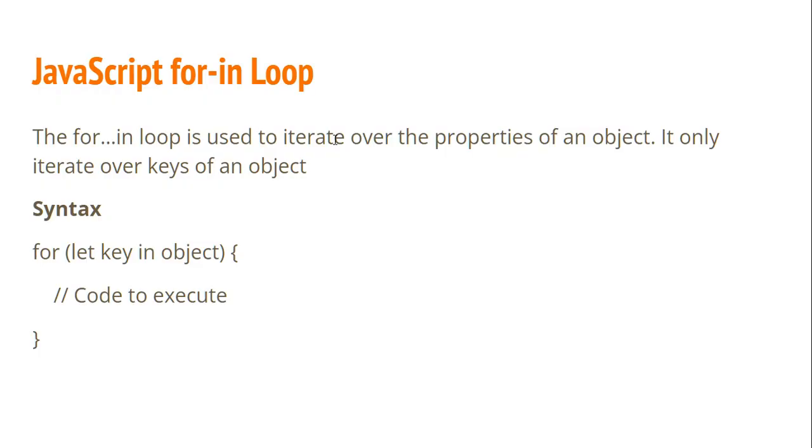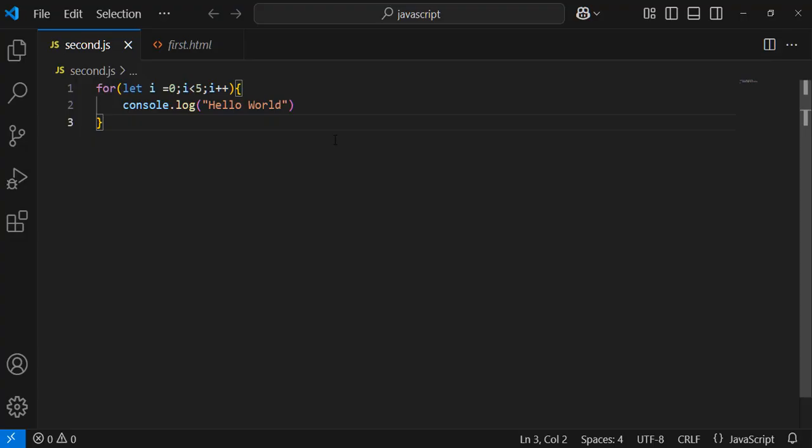JavaScript for in loop. The for in loop is used to iterate over the properties of an object. It only iterates over keys of an object. The basic syntax of a for in loop is as follows. You start with for followed by parentheses. Inside the parentheses, the first part is key. Key represents the property name or index of the object you're looping through. The second part is object or array. Inside the curly braces, we write the code that we want to execute.